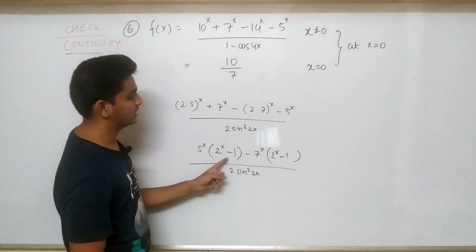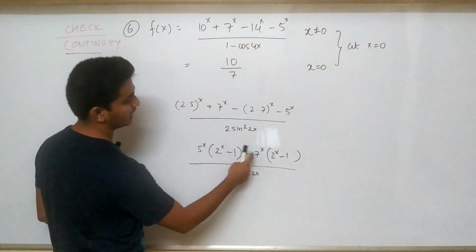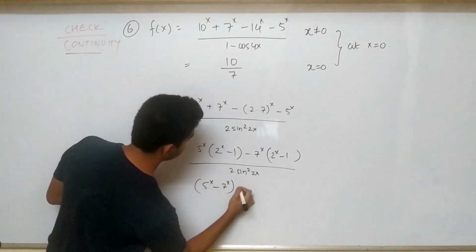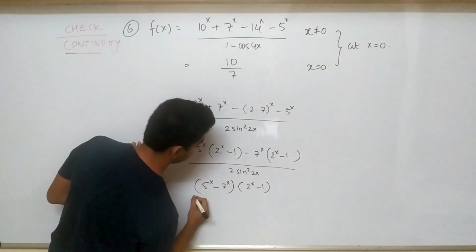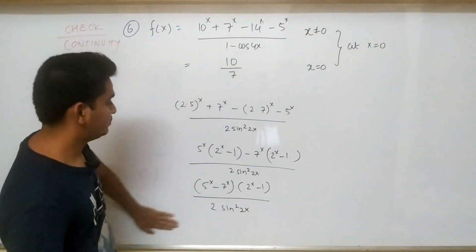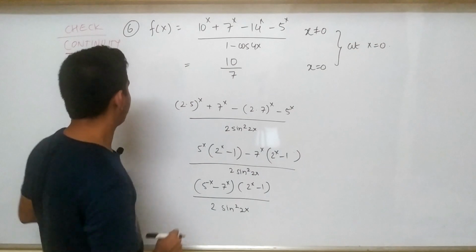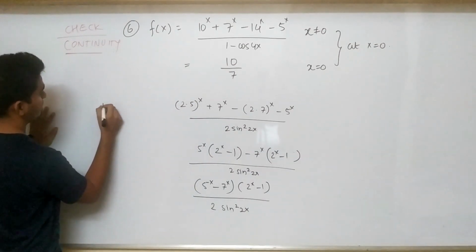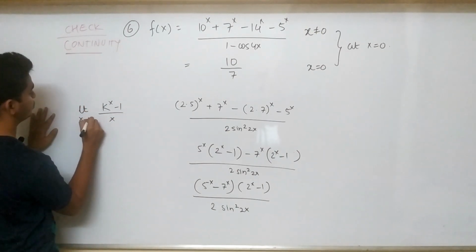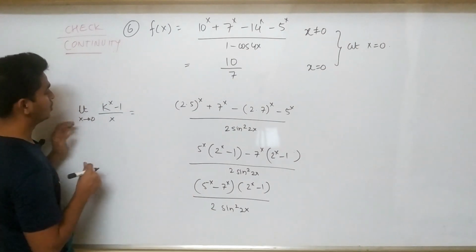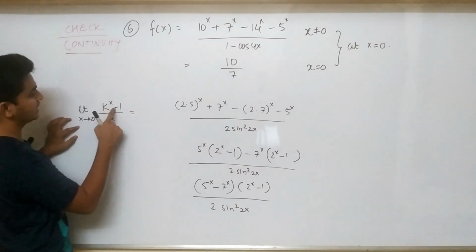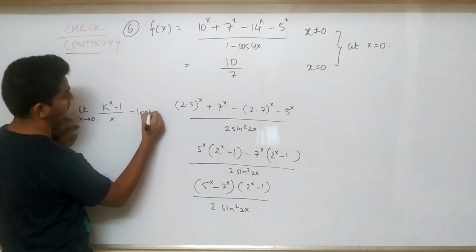So now we have 2 raised to x minus 1 in common and 5 raised to x minus 7 raised to x inside, and we have taken 2 raised to x common, everything divided by 2 sine square 2x. Now in order to do this, you need to know a formula: limit x tends to 0, k raised to x minus 1 upon x, can be written as log of k.